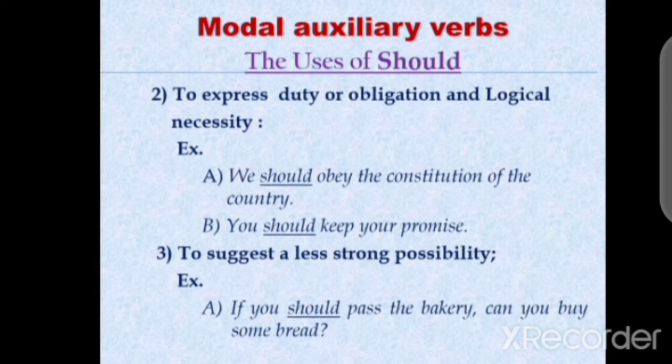Next rule, to suggest a least strong possibility. Example, if you should pass the bakery, can you buy some bread? So here least possibility is expressed.